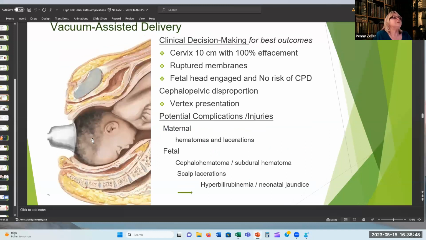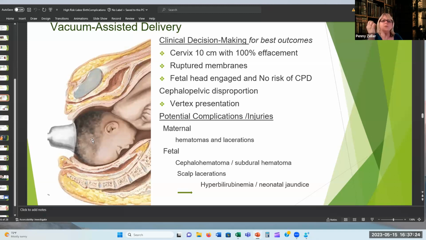Okay, vacuum assisted delivery. We were already talking about this. Remember, cervix has to be completely dilated and effaced. Membranes have to be ruptured, and there's no risk of any CPD, or cephalopelvic disproportion. In other words, the head of the fetus should fit through the pelvic anatomy. And of course, vertex presentation, which is this part of the head, so that we can attach. That's the criteria for using a vacuum assistance.